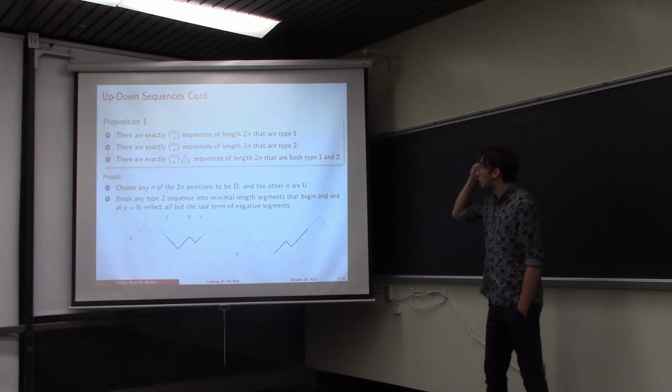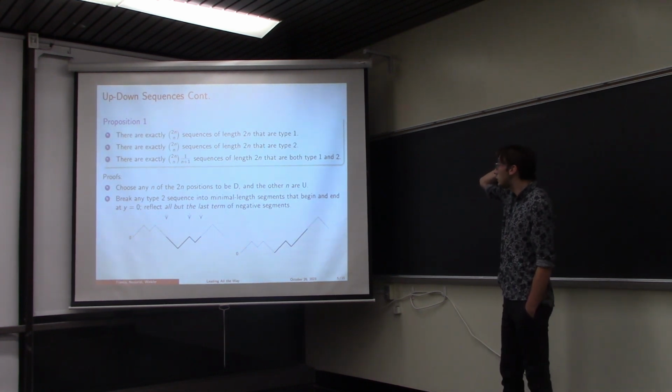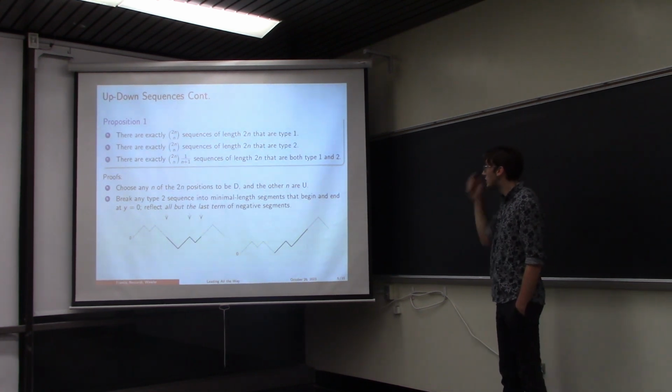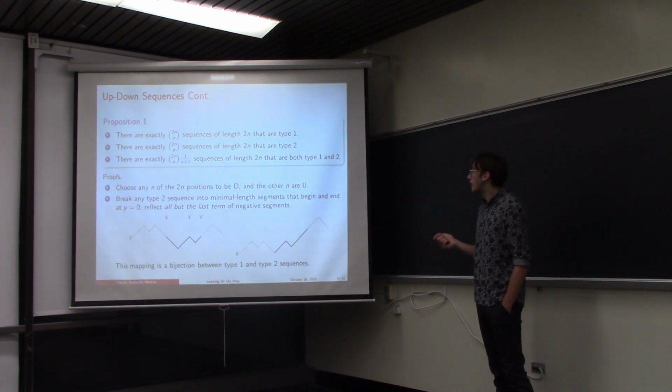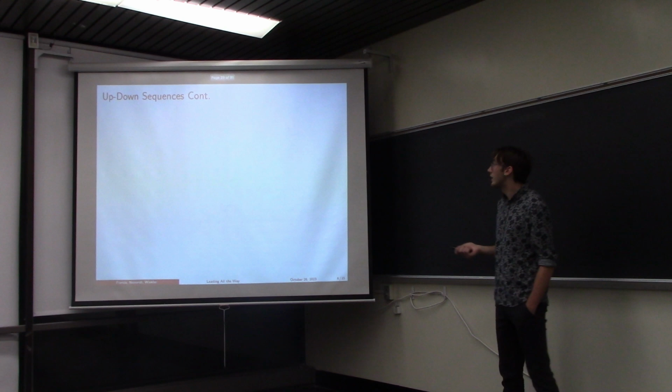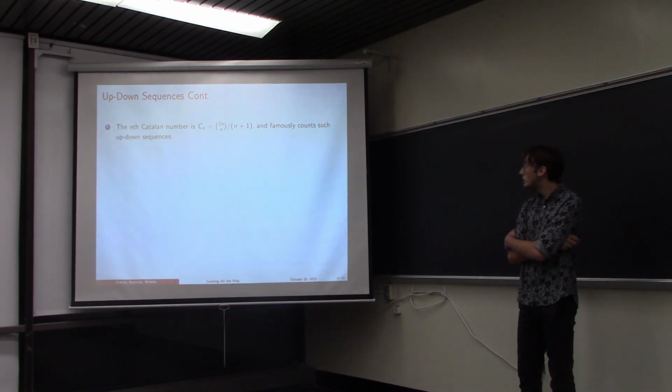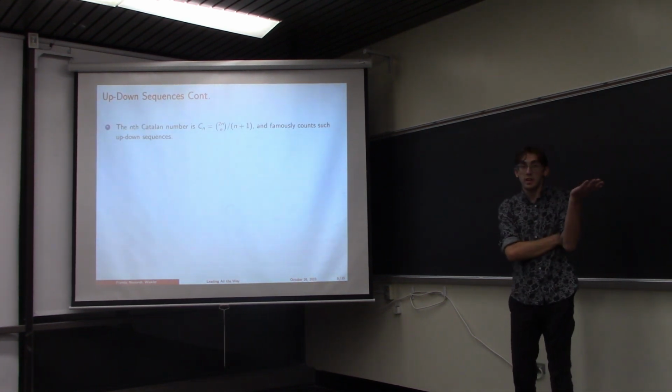So how about the third one? That there are exactly 2n choose n over n plus 1 sequences that are both type 1 and type 2. Does anyone know what these sequences are called? The Catalan numbers. Yeah, so they're Catalan numbers. The nth Catalan number is 2n choose n over n plus 1, and famously counts these sequences.